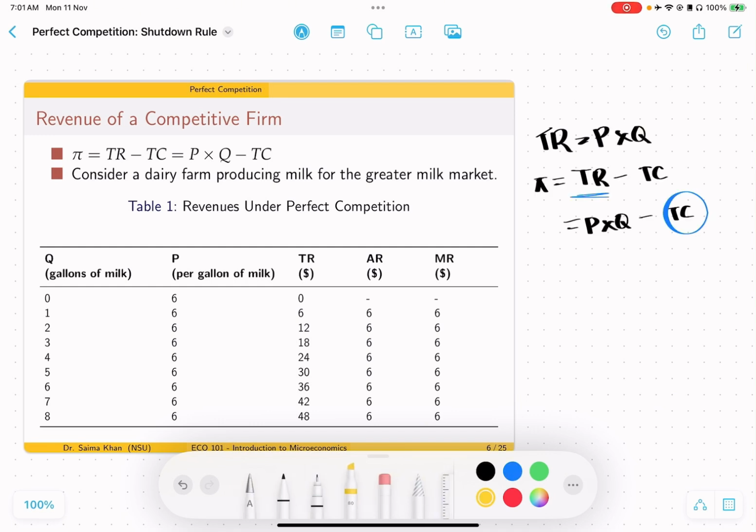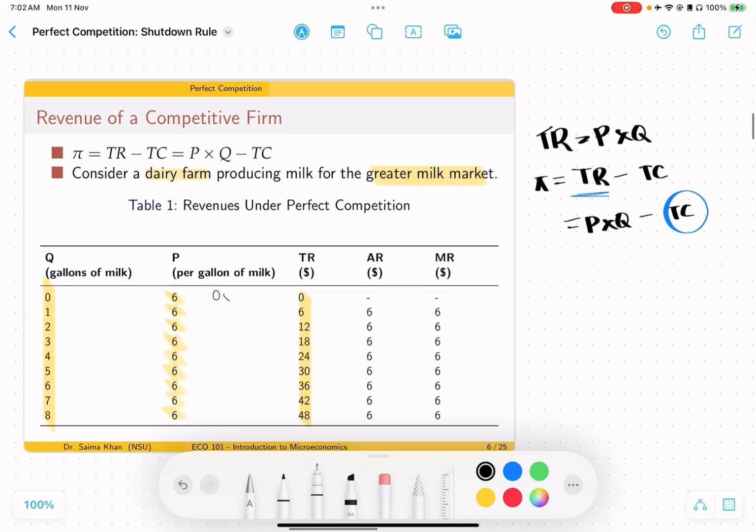So let's take the example of a dairy farm. It's producing milk, and it's only one firm which is supplying to the milk market. Okay, so in one firm, let's say it produces up to 8 units, and whatever unit it sells, the price is always going to be 6. Okay, so here we've just calculated the total revenue, which really is 0 times 6 is 0. 1 times 6, 2 times 6, so on and so forth, because you're just multiplying the quantity times the price.